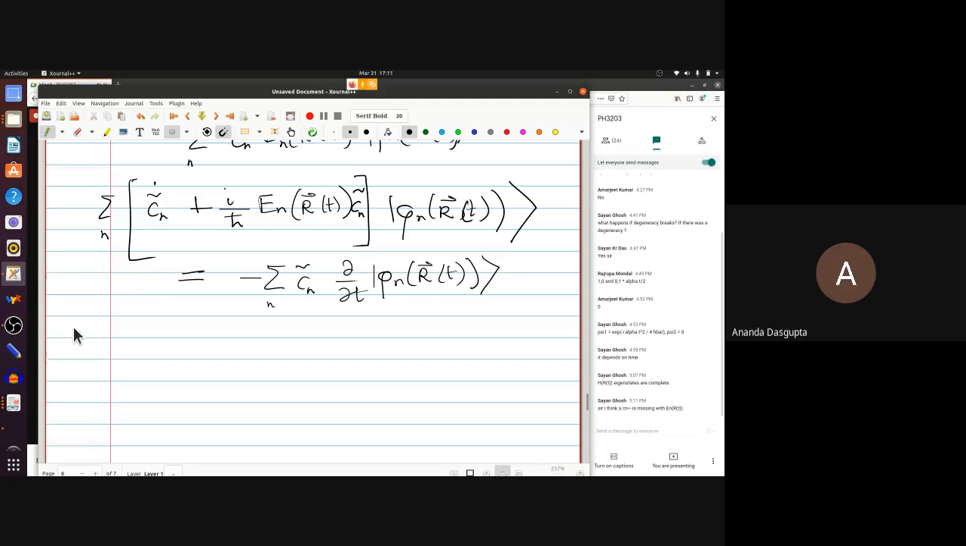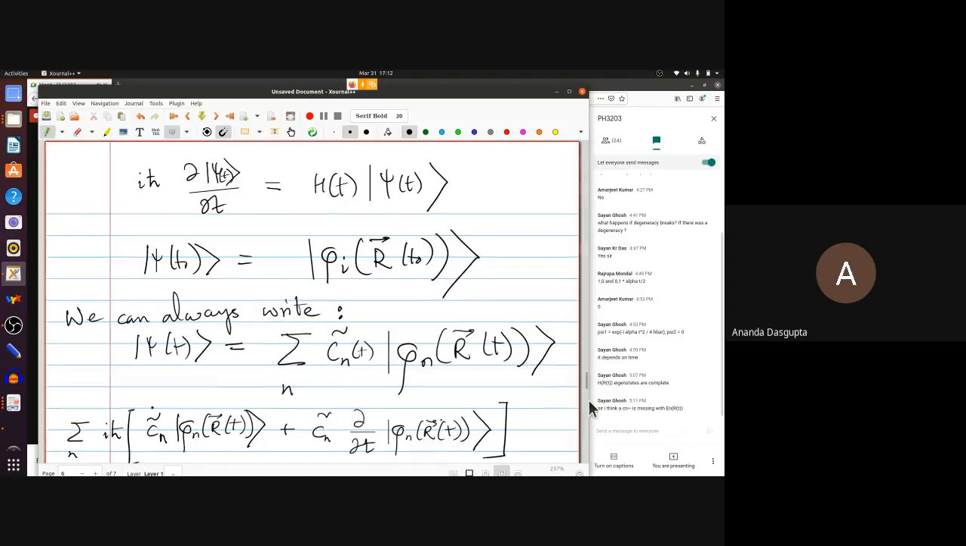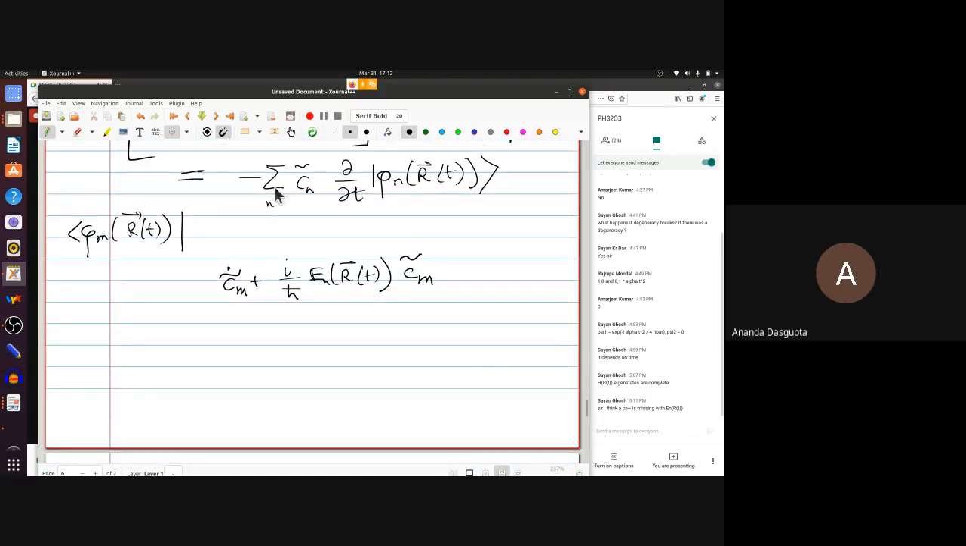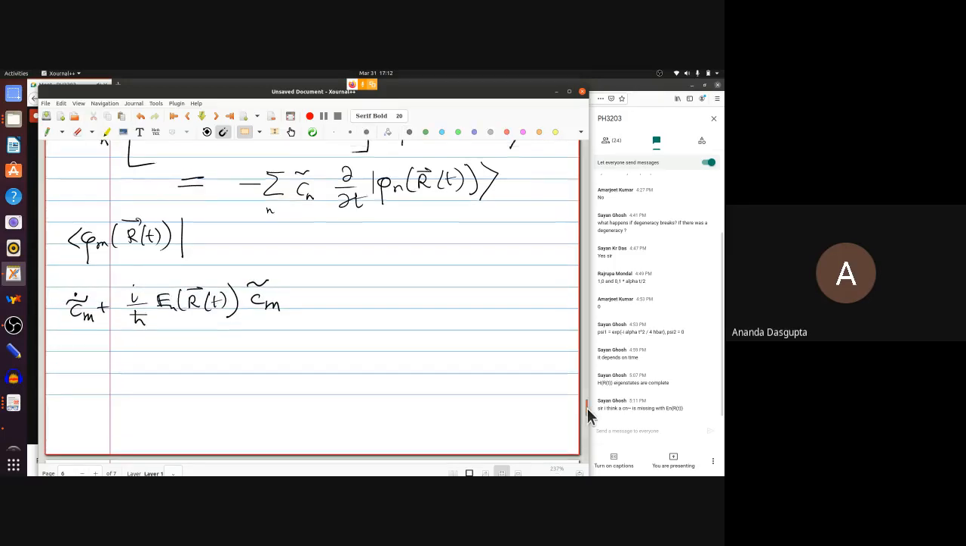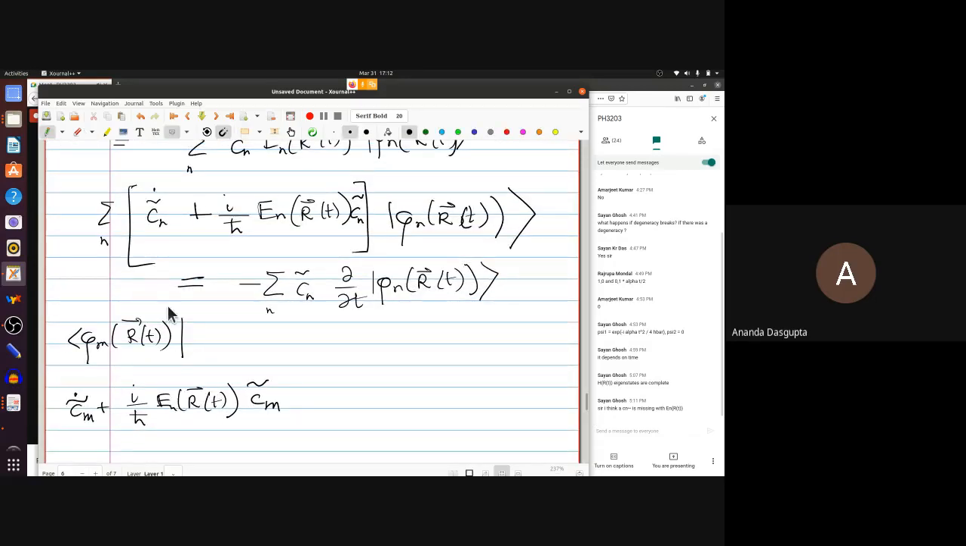Okay. So if you just hit both sides by the bra phi_m(t), use the fact that the instantaneous Hamiltonian is a Hermitian Hamiltonian like any other. So it has a complete orthonormal basis. So I just hit with this bra, and this automatically gives you delta mn here, right? Because these are just numbers. So what you're going to get is Cm dot plus i by h cross Em Cm, simply because the delta mn has given me a Cm here. So that's what you get from the left-hand side, by hitting with this bra.